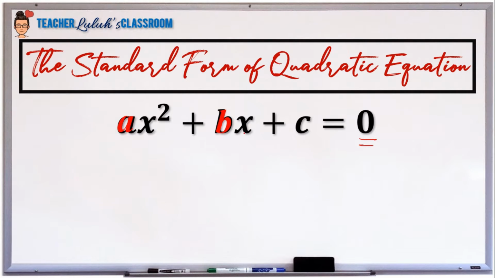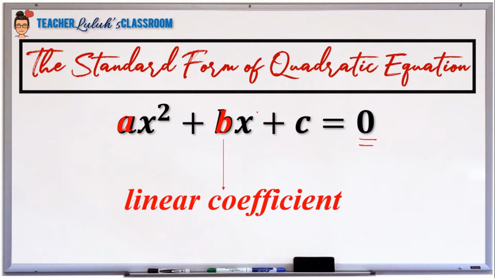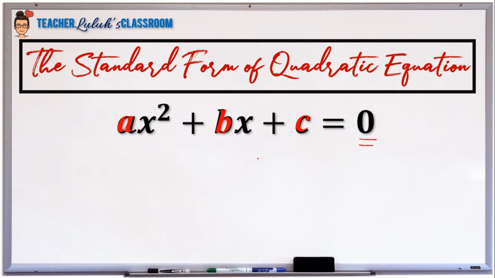Yung next is yung b. Si b naman, yung kasama ni x. 1 ang exponent. Correct. Meaning, siya yung linear coefficient. Okay? Kasama ni x. Tapos, the last one is c. Si c, siya yung tinatawag nating constant. Okay?